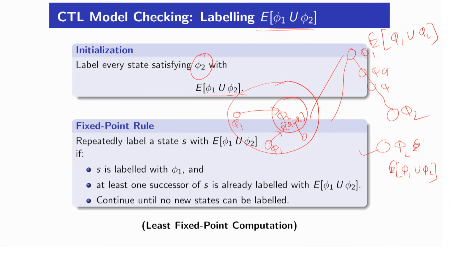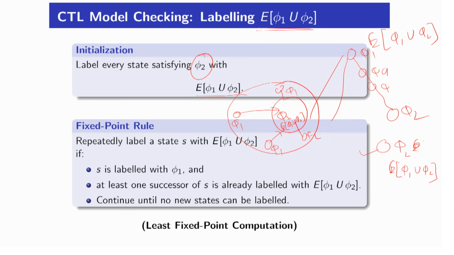I will include all such states, and I also mark them as E phi 1 until phi 2, because in this state phi 1 holds and there is a future state where E phi 1 until phi 2 holds, which will ensure that there will be some future state where phi 2 holds. So I can mark these states also E phi 1 until phi 2, right? So this process will continue, and again I will get a least fixed point, right? It will grow. So it will basically give you all the states where E phi 1 until phi 2 holds, right? So the labeling algorithm is understood.